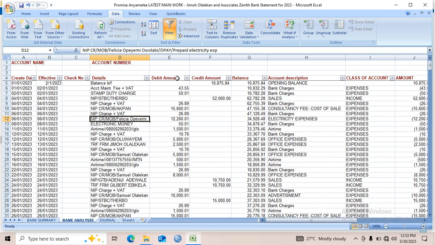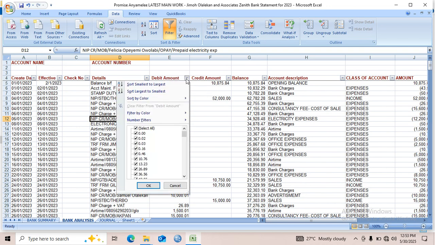But in order to confirm that, you come to this debit amount, this arrow here, you click it, you unselect everything. You just click here to unselect everything. You come to these small amounts, you click all these small amounts, because you might be thinking, oh, these ones are just ordinary bank charges. Let me check if they are highlighted as bank charges. So you click.